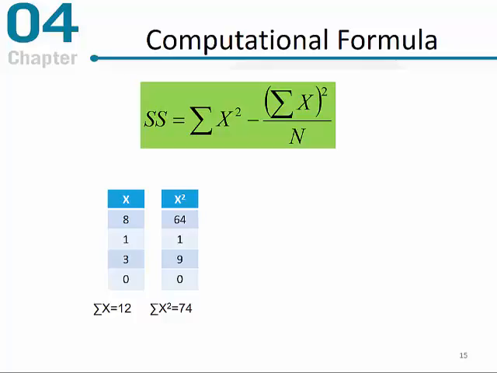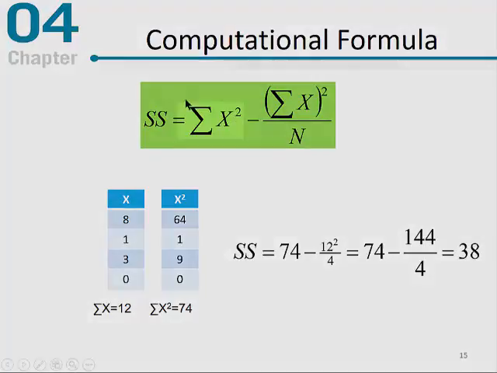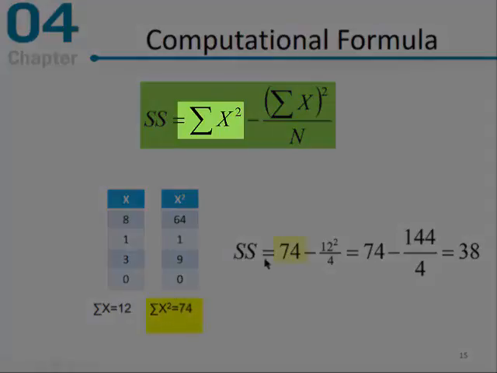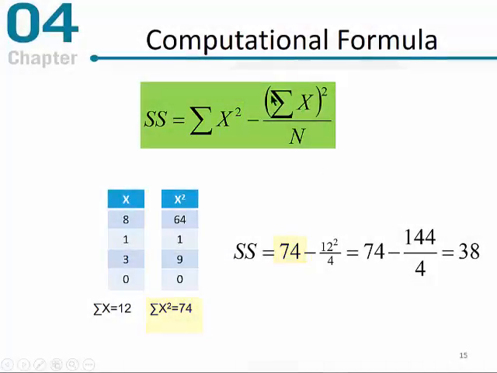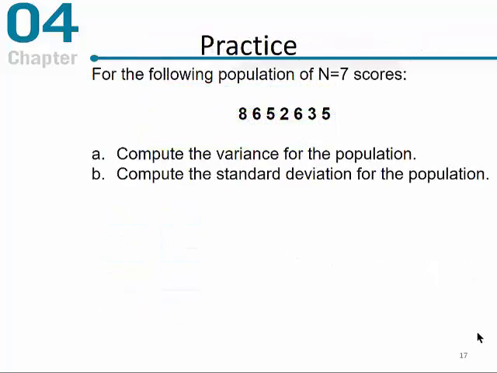So plugging this into the formula, we get the sum of x squared, so 74, minus the sum of x in parentheses, so that is 12, but then square it, over the number of people, so that's 4. So again, we get the same sum of squares, because remember, it doesn't matter if you use the definitional or the computational formula, you have to get the same result. Again, it's 38, and you can see it's a lot easier than what we calculated previously. So most students really prefer the computational formula, because you can make a lot fewer errors in this one than the other one. Let's do a practice problem.